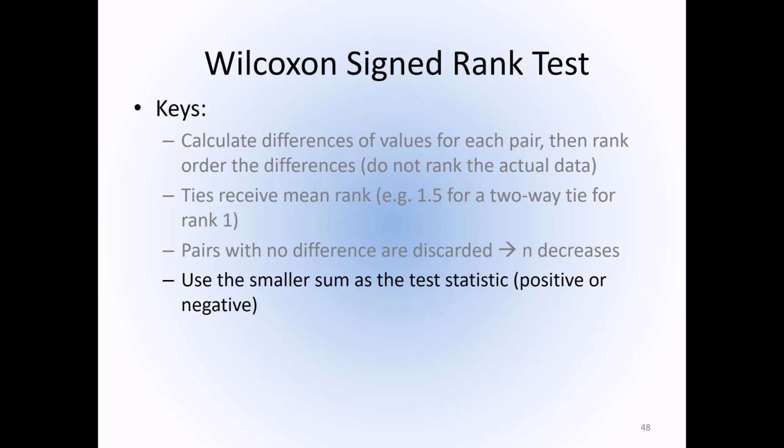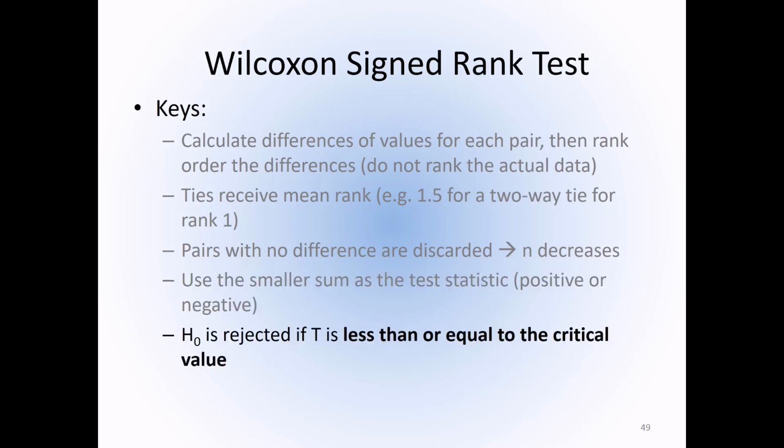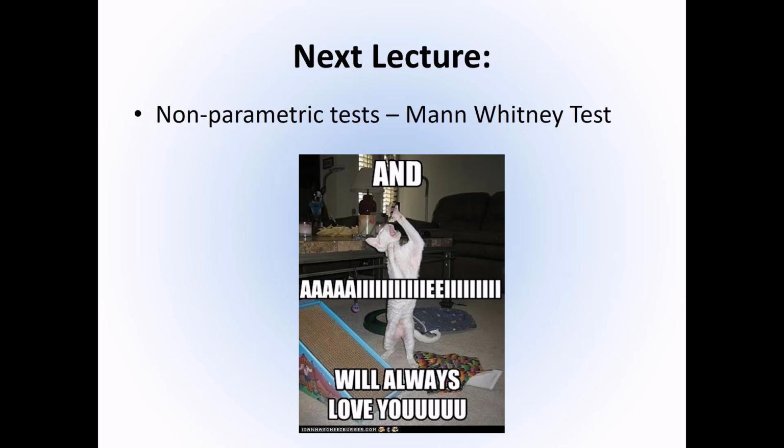And this is going to affect our sample size and in turn affect our critical value. And when we're determining our test statistic, we're going to use the smaller sum of the ranks of the differences. So this is going to be important. And key here is that the null hypothesis is rejected if our test statistic is less than or equal to the critical value, which is different than the other tests that we've conducted thus far. So moving forward, we're going to talk about another non-parametric test in the next video. We're going to talk about the Mann-Whitney U test.